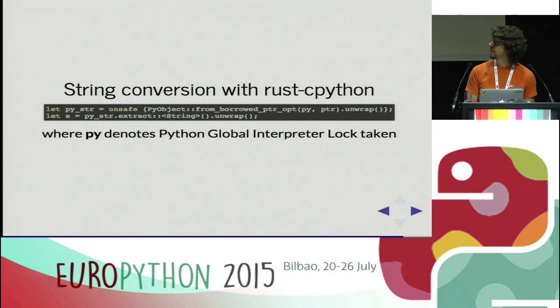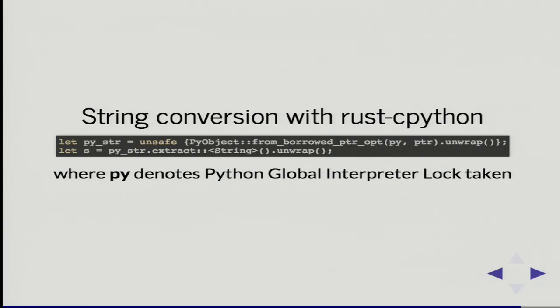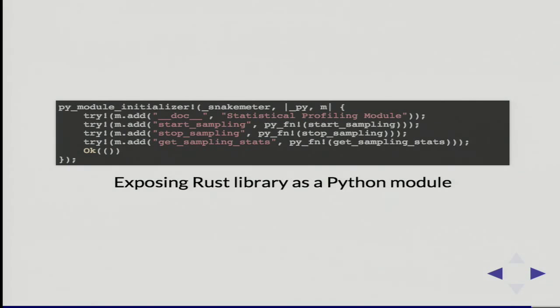For example, a string conversion using this library looks like that. And it handles all the cases with Unicode string representation. It also provides very important abstractions, like a special lock corresponding to the global interpreter lock in Python. And this is how you can expose your native Rust library as a Python module using Rust macros. It's amazing. Read the source. It's very cool, written very well. It's just this line. There is a lot more under the hood, and it is very interesting.